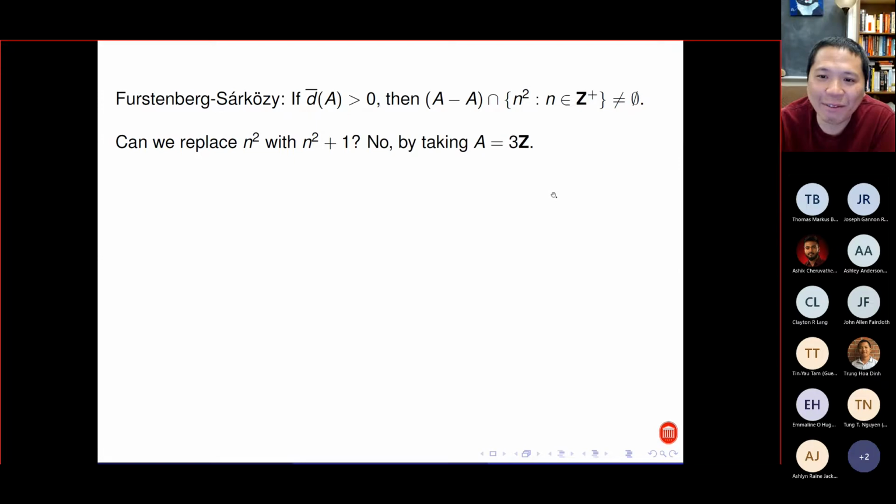If we take the set of all multiples of 3, the differences of A stay in the same set. The difference of two multiples of 3 is also a multiple of 3, but we can never find a multiple of 3 of the form n squared plus 1. So that means that you cannot put whatever you like in here. It has to be something special.